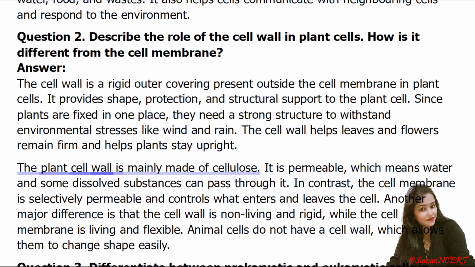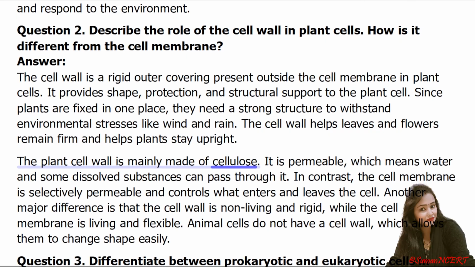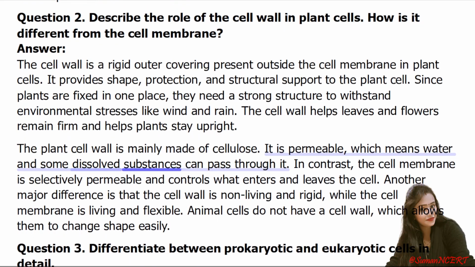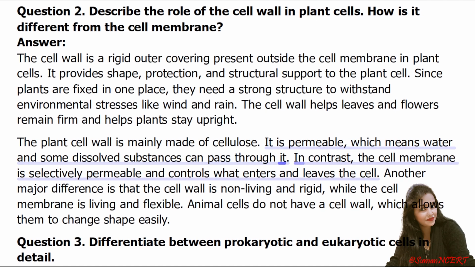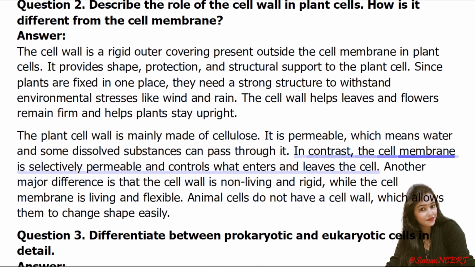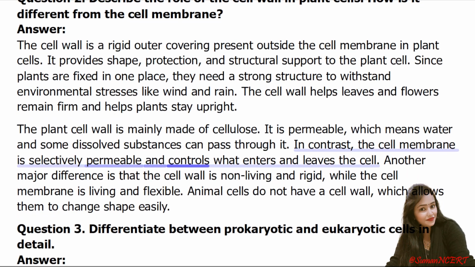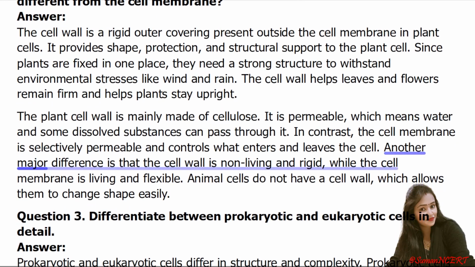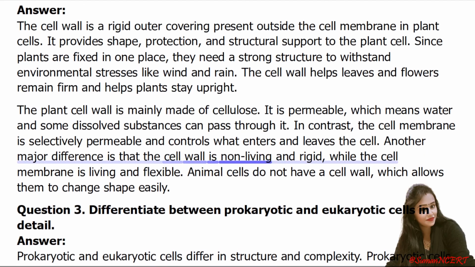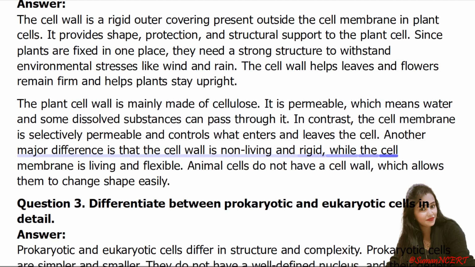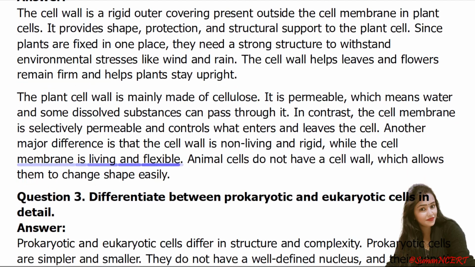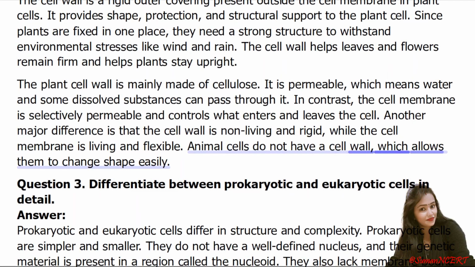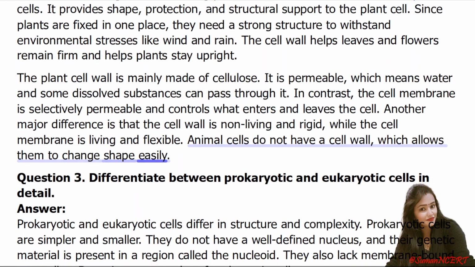The plant cell wall is mainly made of cellulose. It is permeable, which means water and some dissolved substances can pass through it. In contrast, the cell membrane is selectively permeable and controls what enters and leaves the cell. Another major difference is that the cell wall is non-living and rigid, while the cell membrane is living and flexible. Animal cells do not have a cell wall, which allows them to change shape easily.